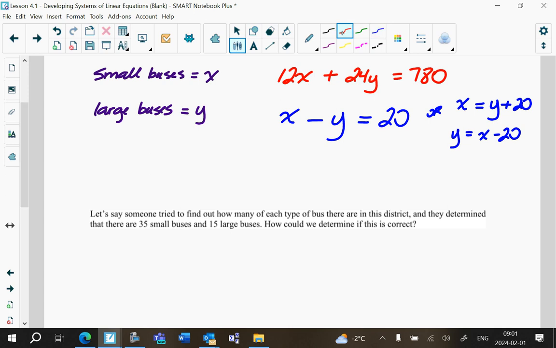I am told that X is 35, which means that 12 times 35, large buses is 15, so Y is 15. So 15 times 15, will that work out to a total of 780 people? Notice I put a question mark over it because I'm not sure if it equals yet. I don't know.